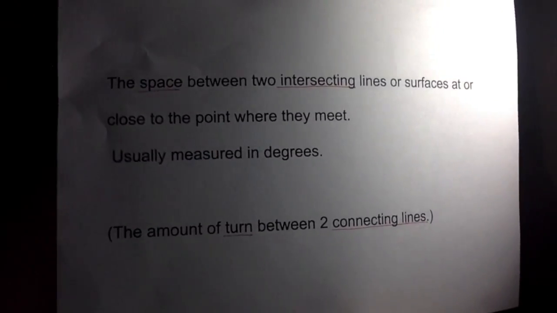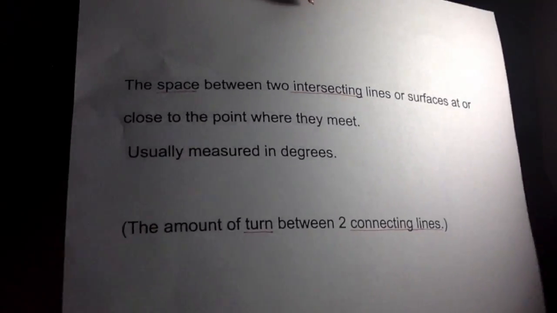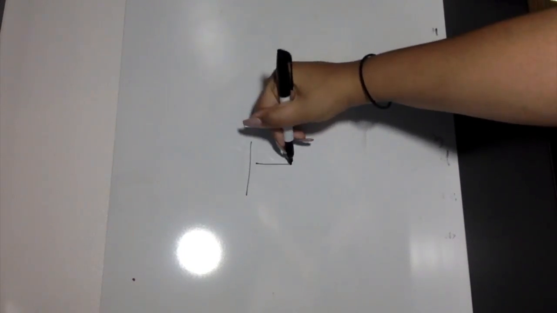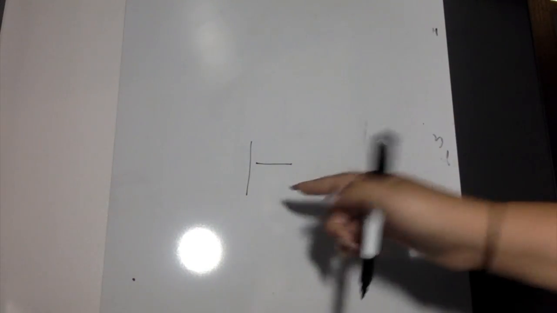Notice how I underline certain words to help you out. So let's start with drawing two lines up on the board. I'm going to go ahead and draw two lines. Notice these lines aren't connected.